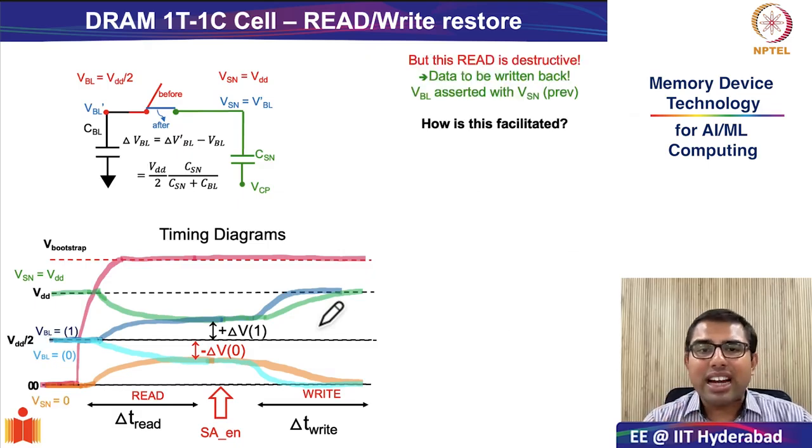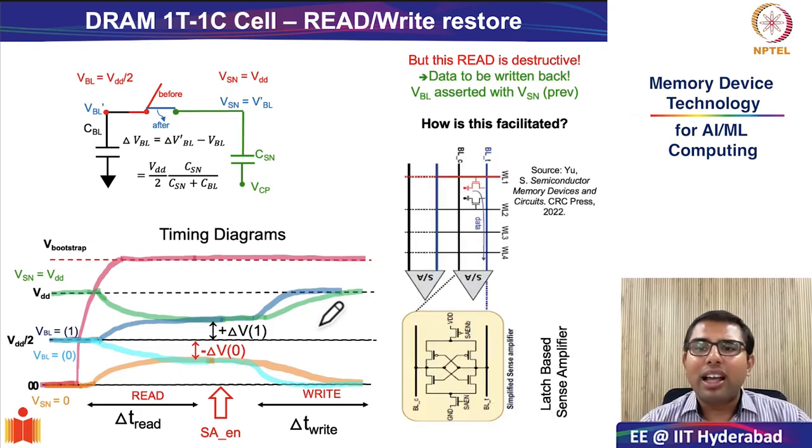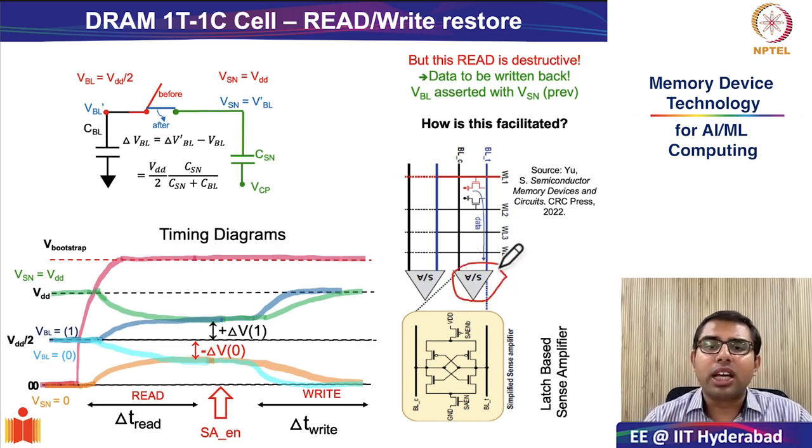What we will try to understand is this read and write back. How is it facilitated? Now, it's common sense that the read and write back has to be facilitated by the peripheral circuitry, and the write back is actually assisted by very specialized sense amplifiers. Now, what are these sense amplifiers? They are latch based sense amplifiers, which are specifically designed in DRAM peripheral circuitry for sensing the voltage on the bit line. Okay, and how is it done?